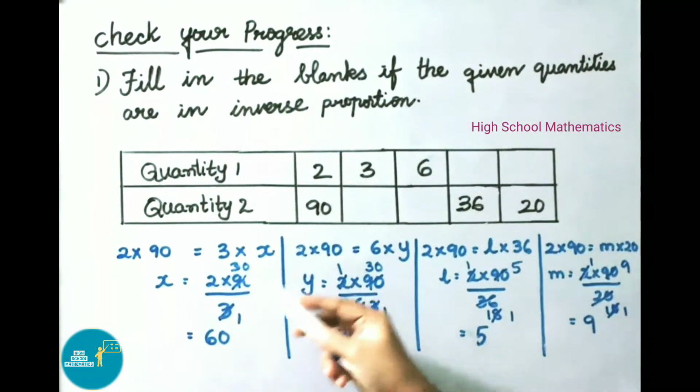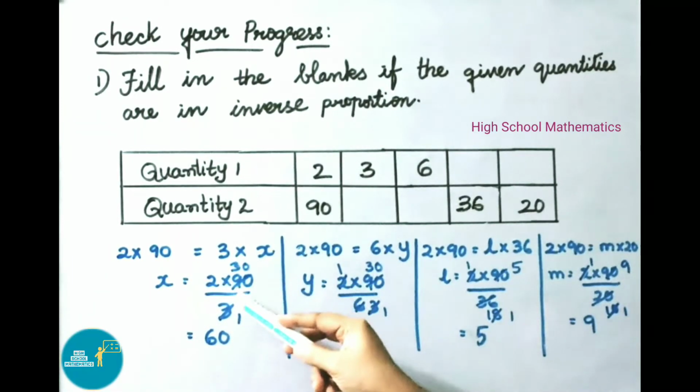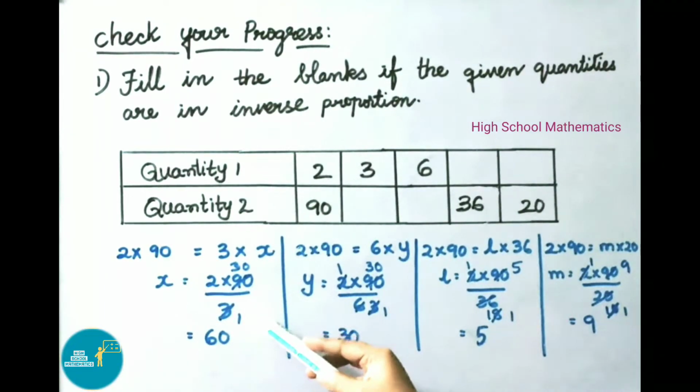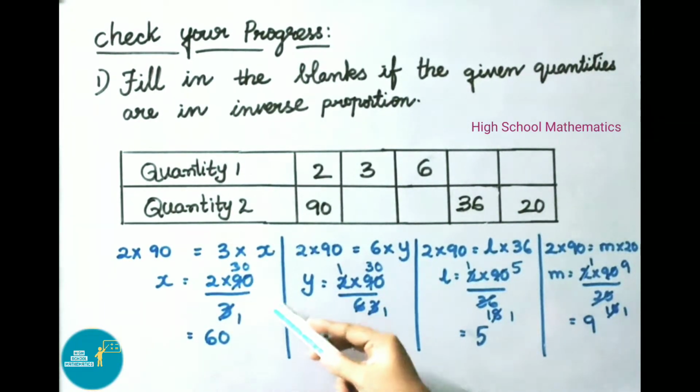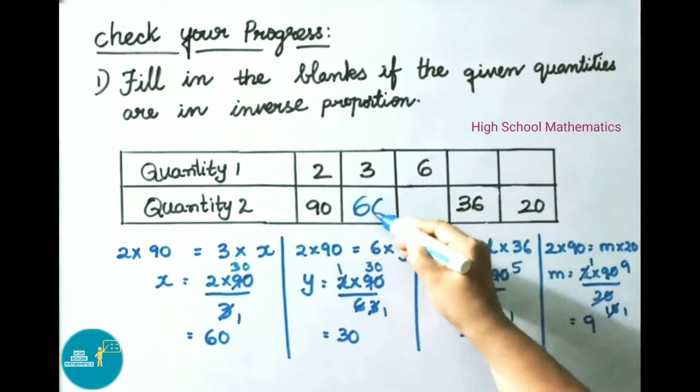Now we are going to find this x value. x equal to 2 into 90 divided by 3, since 3 is multiplying, on transposing it becomes divided by. So 2 into 90 by 3. 3 ones are 3, 3 thirties are 90. Now multiply numerator 2 into 30, 2 thirties are 60. So here the unknown value, that we have taken as x, is 60.